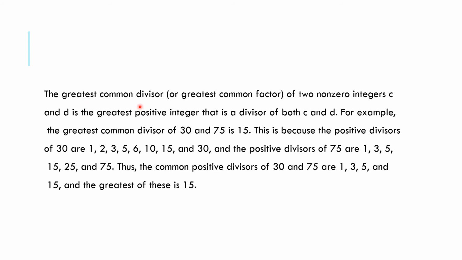The greatest common divisor, or the greatest common factor, of two non-zero integers c and d is the greatest positive integer that is a divisor of both c and d. For example, the greatest common divisor of 30 and 75 is 15. This is because the positive divisors of 30 are 1, 2, 3, 5, 6, 10, 15 and 30. And the positive divisors of 75 are 1, 3, 5, 15, 25 and 75. Therefore, the common positive divisors of 30 and 75 are 1, 3, 5 and 15, and the greatest of these is 15.